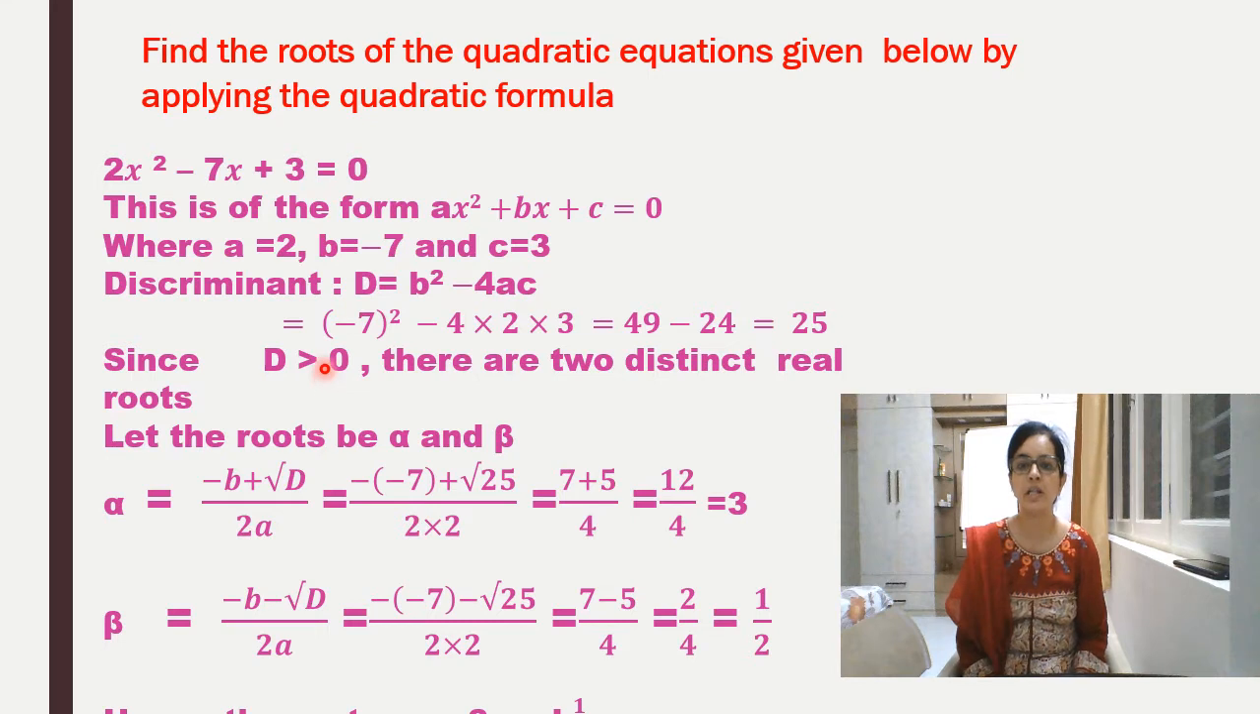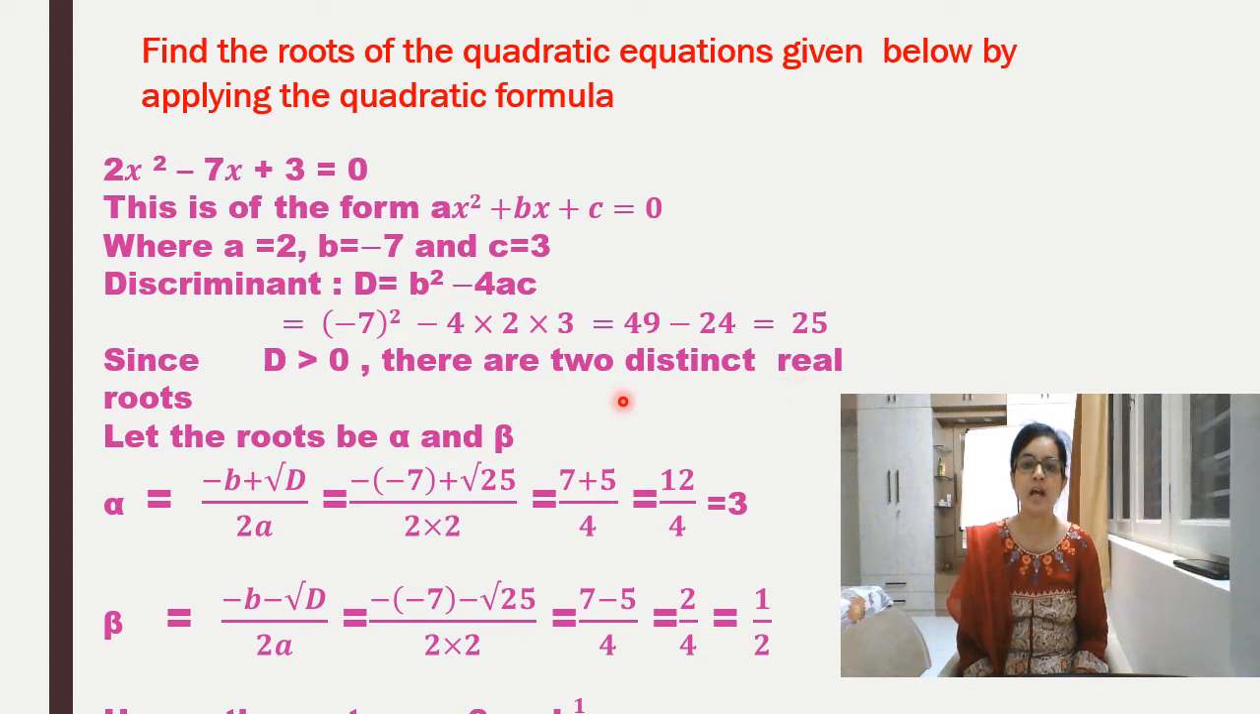Now how will we find D? As you can see, it is b squared minus 4ac. So what is b? b is equal to minus 7, the coefficient of x. So minus 7 squared minus 4 is already there in the formula. Replace a with 2 and replace c with 3. Hence you get 49 minus 24, that is 25. As you can see, 25 is greater than 0. Hence this equation has two distinct real roots.